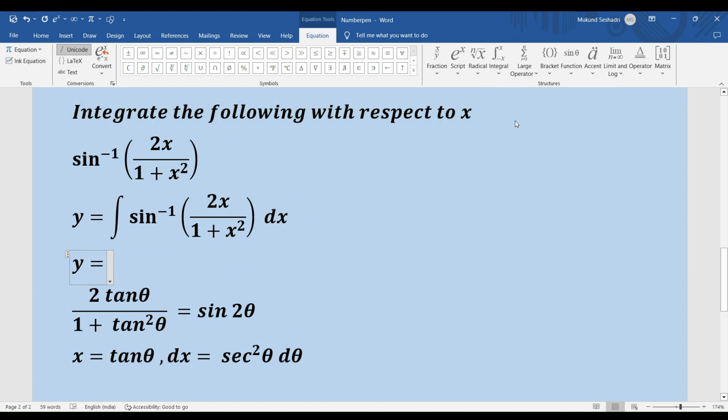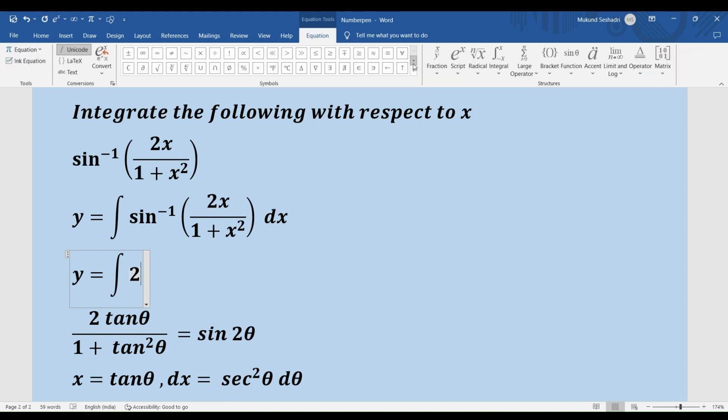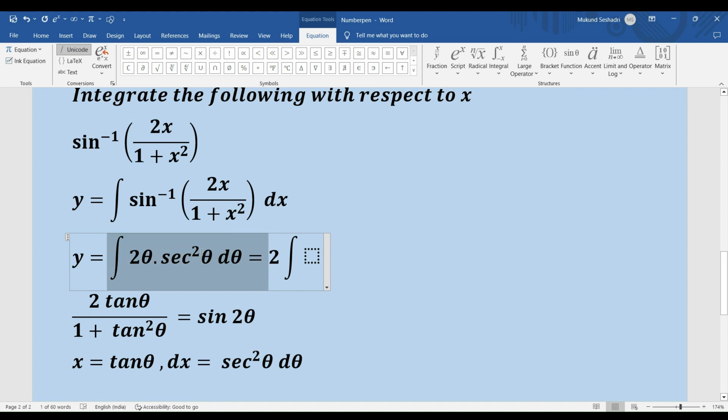What do I get? My sine inverse of 2x divided by 1 plus x square is nothing but a sine inverse of sine 2 theta, which is nothing but a 2 theta, because sine inverse of sine x is nothing but x, and therefore sine inverse of sine 2 theta is 2 theta, into my dx equals secant square theta d theta, right? Now I know that I can pull out the 2. When I say pull it out, I mean pull it out of the integral. And I'm left with theta secant square theta d theta.